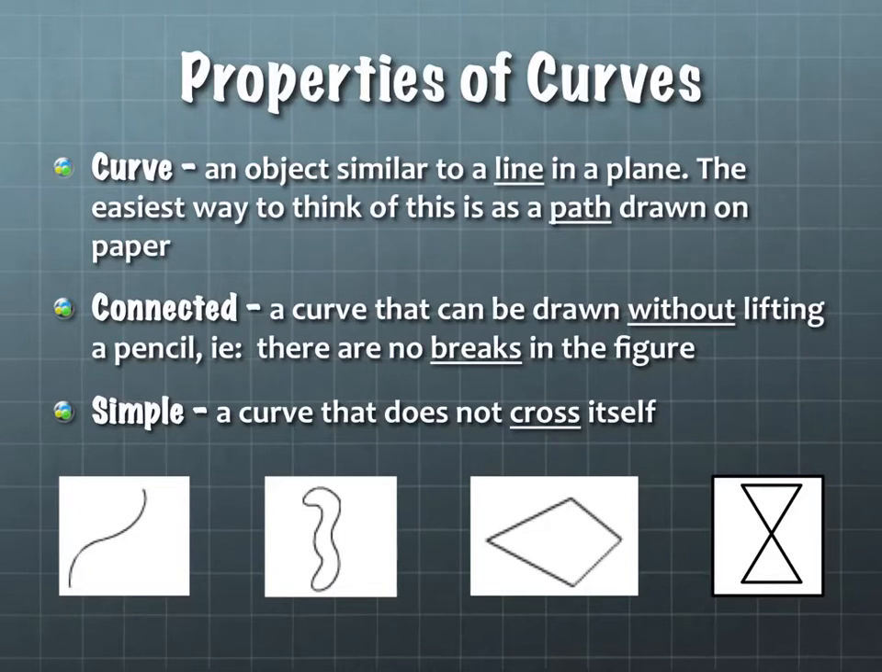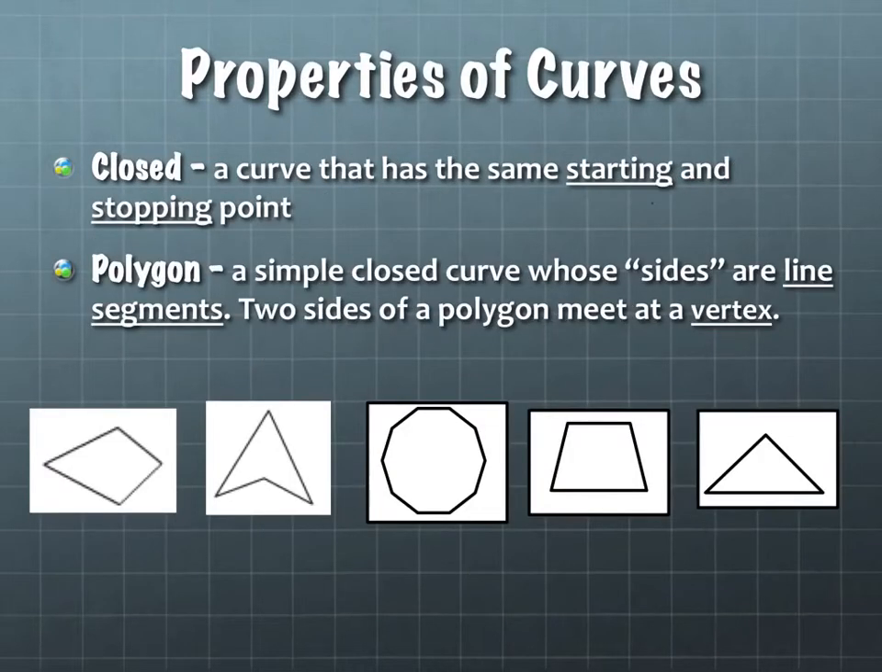Okay, so I've got one more definition, I guess it didn't get put on this page, one more that specifically applies to what we're talking about. Closed is the last one I wanted to talk about. Closed means it's a curve that has the same starting and stopping point.